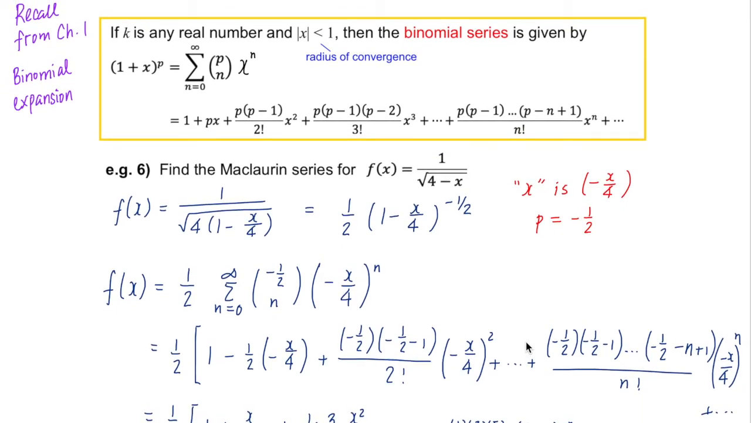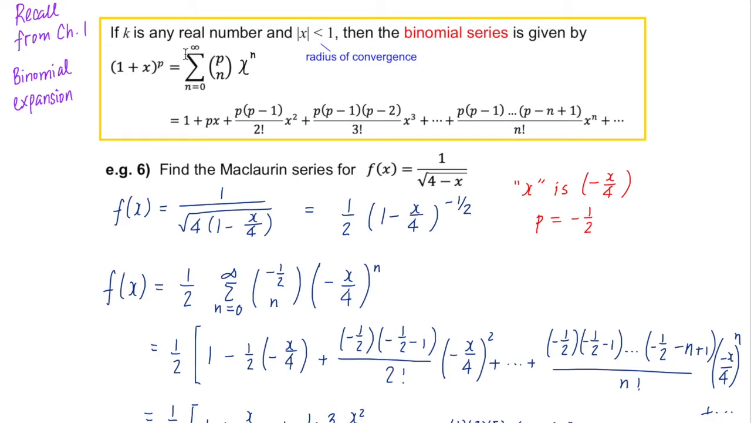So here we go, binomial expansion. If k is any real number and the absolute value of x is less than 1, because we need to make sure we have a converging series, then the binomial series is given by this formula: k choose n times x to the power of n, from 0 to infinity.